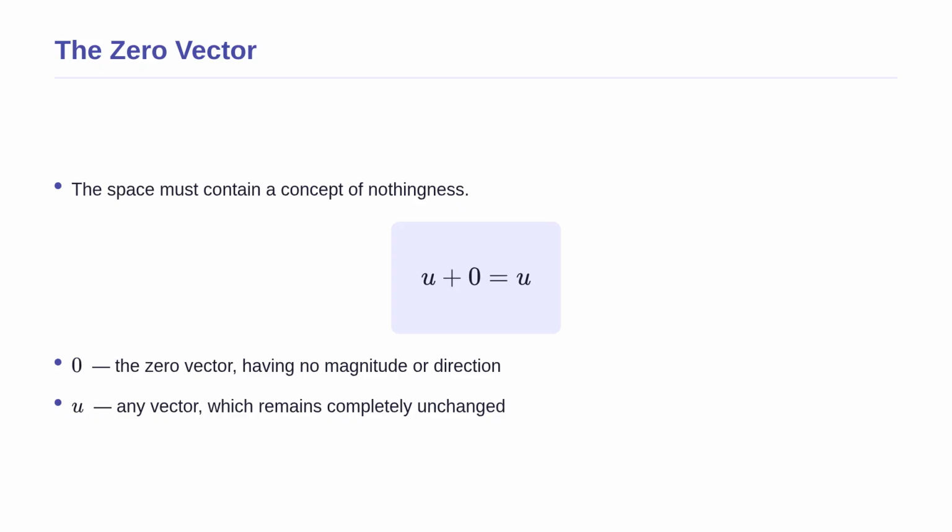Moving forward, every valid mathematical universe must have an origin point, or a concept of doing nothing. This is represented by the zero vector. The formula shows that if you take any vector u and add the zero vector to it, the result is simply u. It leaves the original vector completely unchanged. In daily life, this is like saying if you have $5 and I give you $0, you still have exactly $5. If a collection of objects does not contain a zero vector, it is fundamentally broken and cannot be a vector space.